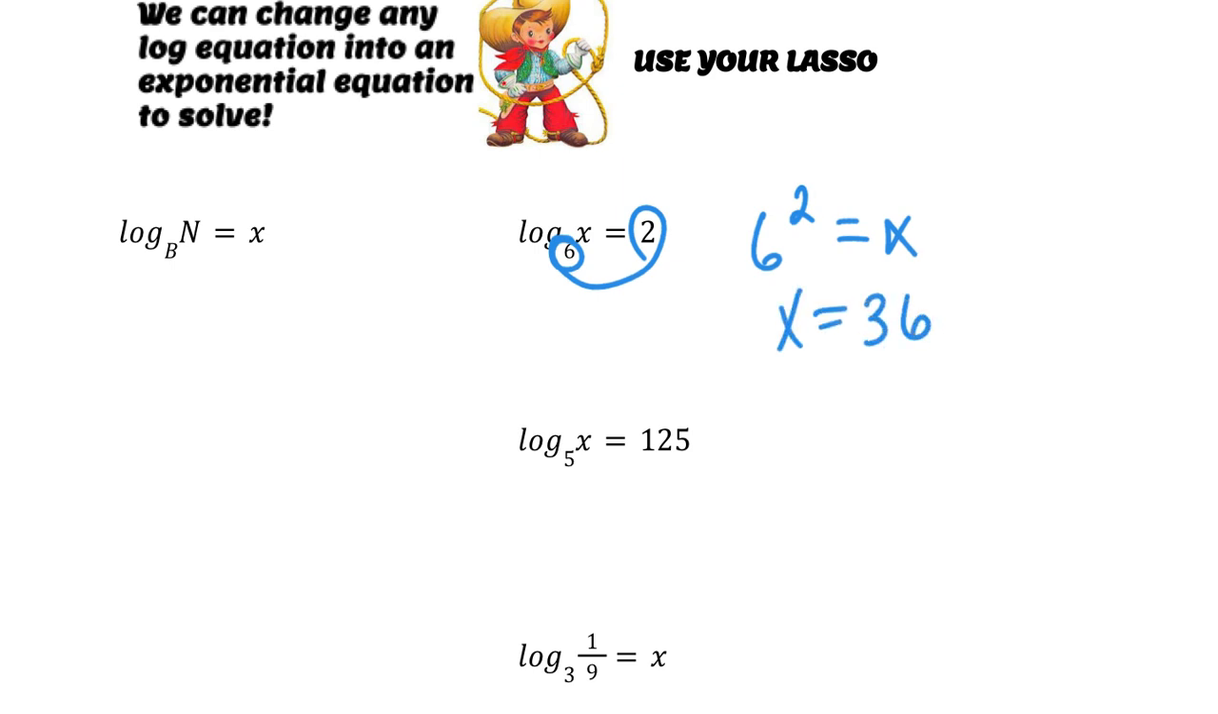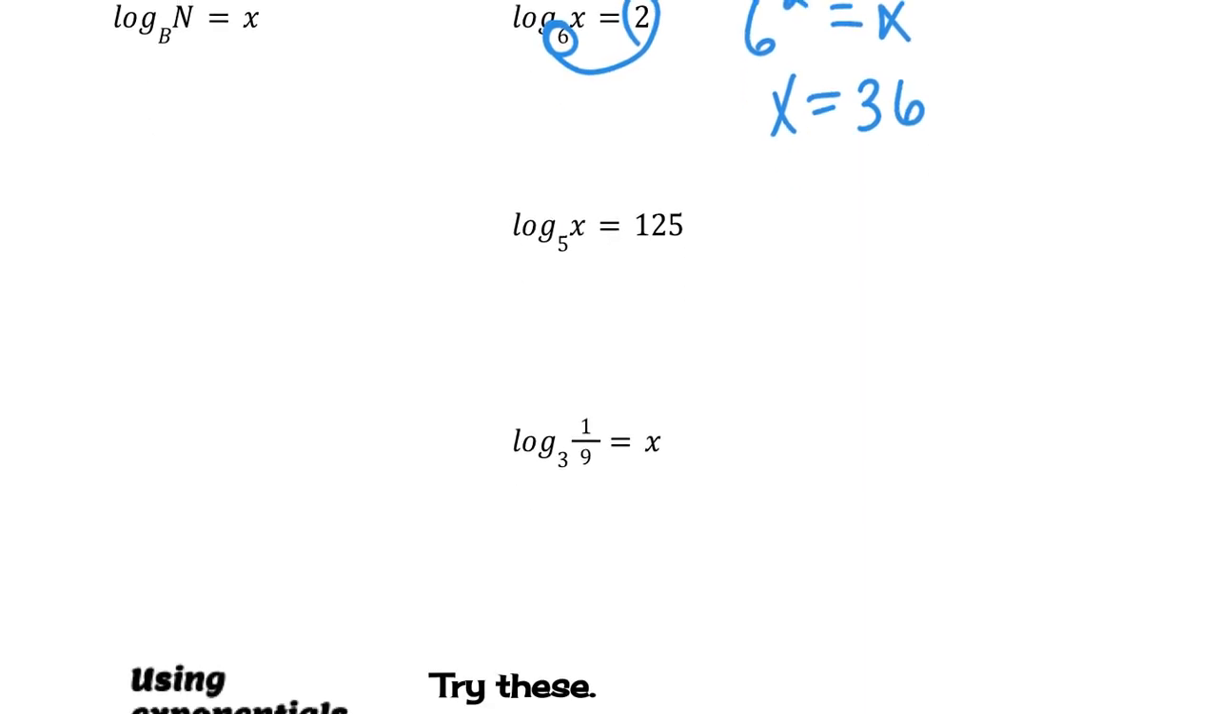Perfect. The next one's a big one. Oh, it's great. Probably not. So the next one goes 5 to the 125 equals x. You know what that means? That means it's 5 to the 125. We just leave that sucker right there. Yep. Don't want to do anything else with that.